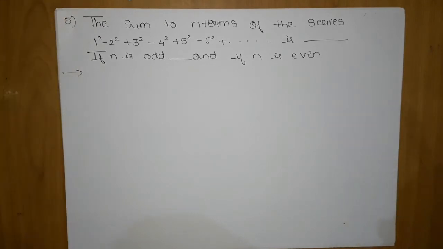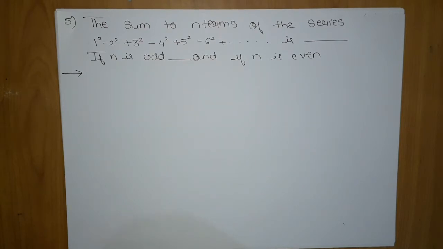Wait, let me get the problem. So the next problem is this: the sum to n terms of the series 1 square minus 2 square plus 3 square minus 4 square plus 5 square minus 6 square and so on is dash if n is odd. So it is asking what the sum is if n is odd, and what the sum is if n is even.